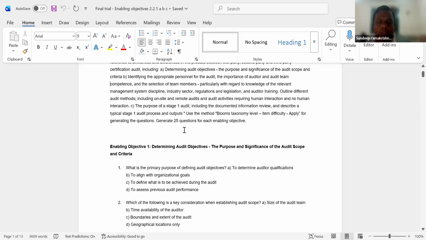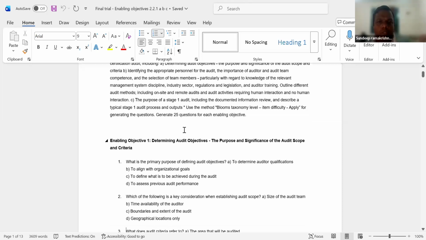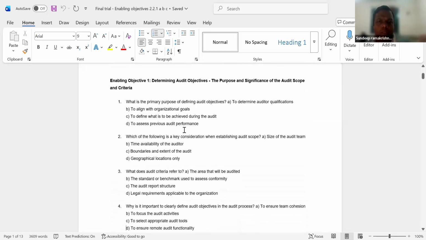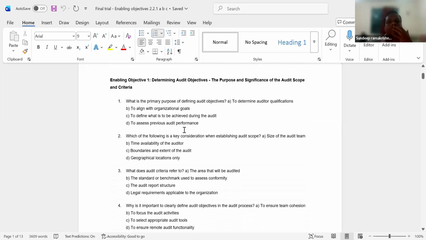Right, Harish, you're a keen observer. Okay, good. We start with you itself, Harish. Question number 1. What is the primary purpose of defining audit objectives? A. To determine auditor qualifications. B. To align with organizational goals. C. To define what is to be achieved during the audit. D. To assess previous audit performance. So my answer is C.